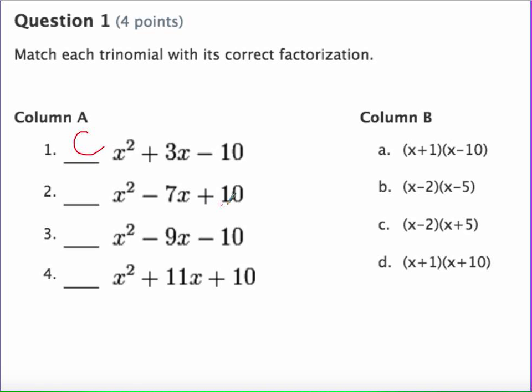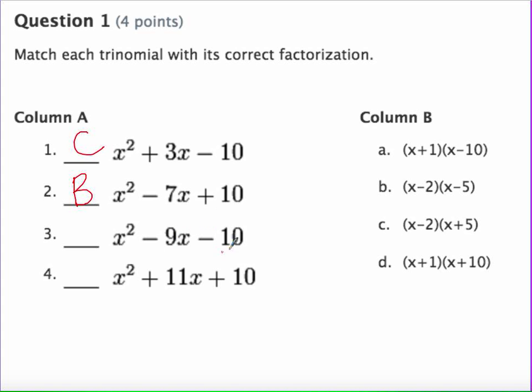Now I'm looking for two numbers to multiply to give me positive 10, but add together to give me negative 7. So negative 2 times negative 5 will give me the positive 10, and negative 2 plus negative 5 will give me negative 7, so that is B.